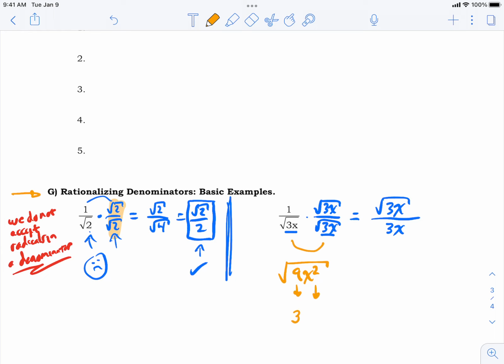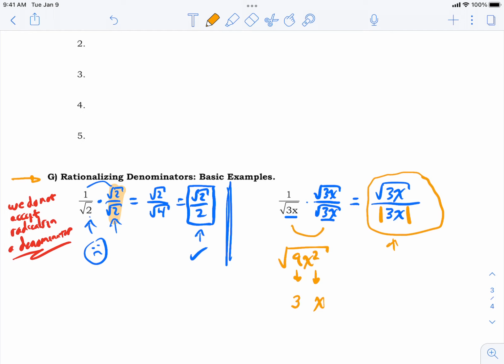Now, are you asking yourself, how do I know that this is positive? Well, you don't. So you better put this in absolute value bars. You can put the whole thing in absolute value bars if you want, but I think it's enough just to put the bottom in absolute value bars, because again, this symbol up here means positive root. So that's not a problem. So you need the absolute value bars here. You need those.